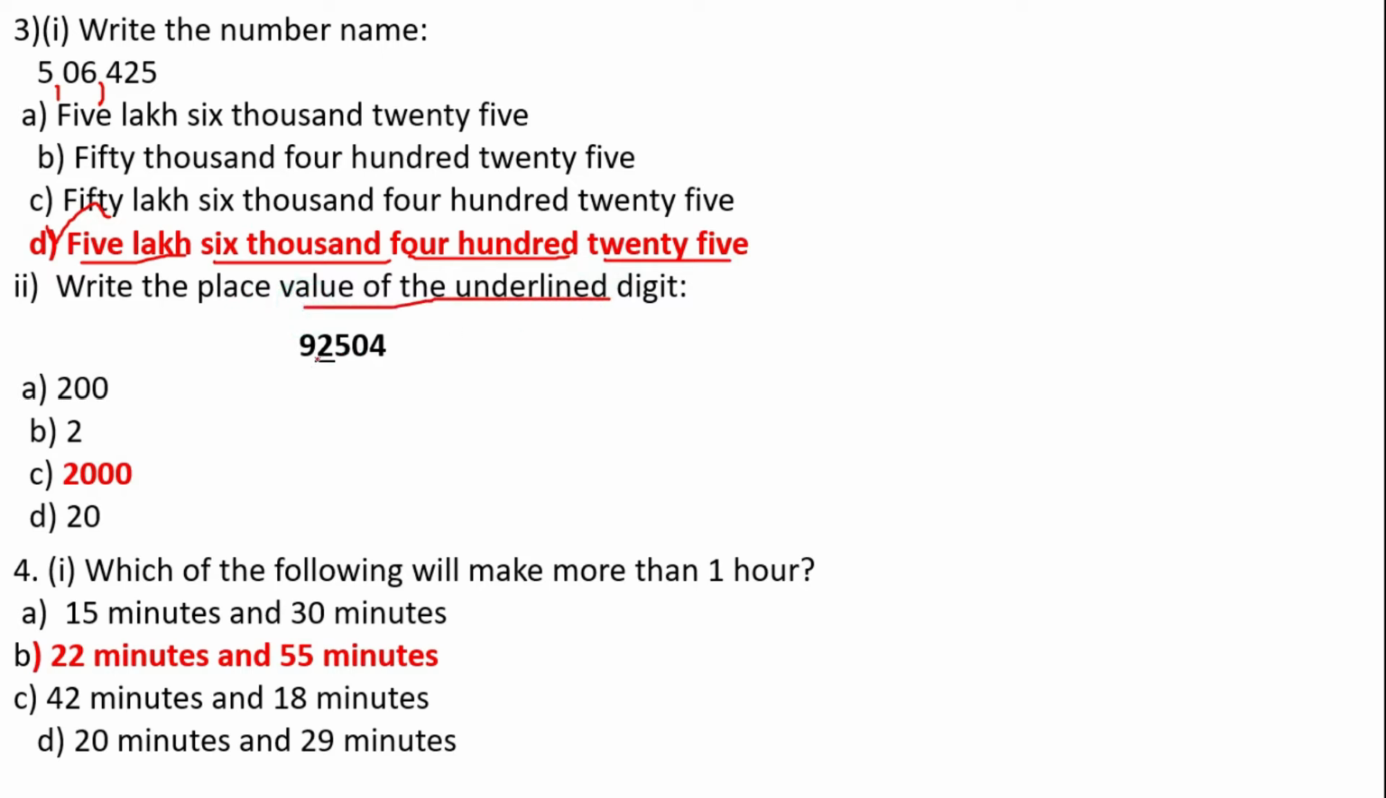Write the place value of the underlined digit. Which digit they have underlined? 2. So ones, tens, hundreds, 1000. 2 is in 1000 place. So how many? 2000. The answer is 2000.